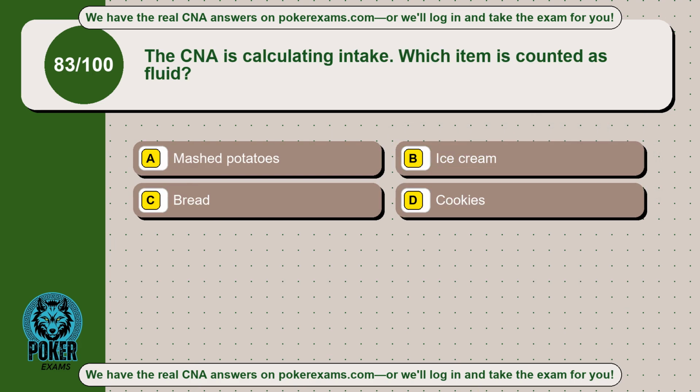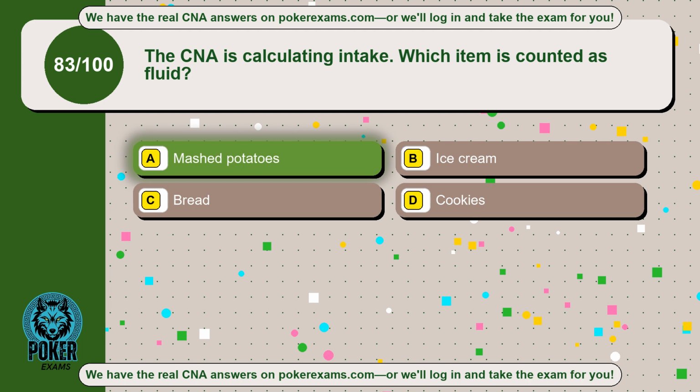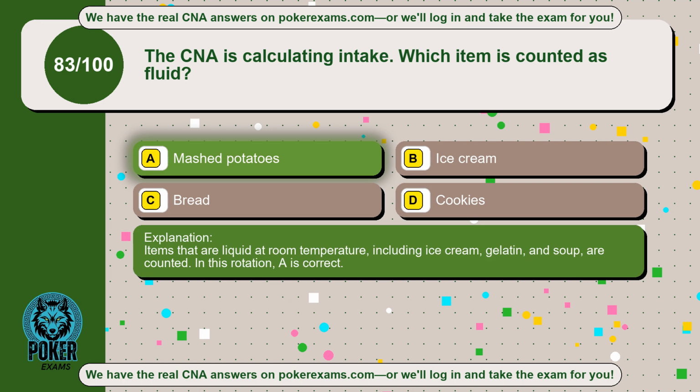Question 83. The CNA is calculating intake. Which item is counted as fluid? Option A. Mashed potatoes. Option B. Ice cream. Option C. Bread. Option D. Cookies. The correct answer is option A. Mashed potatoes. Items that are liquid at room temperature, including ice cream, gelatin, and soup, are counted. In this rotation, A is correct.